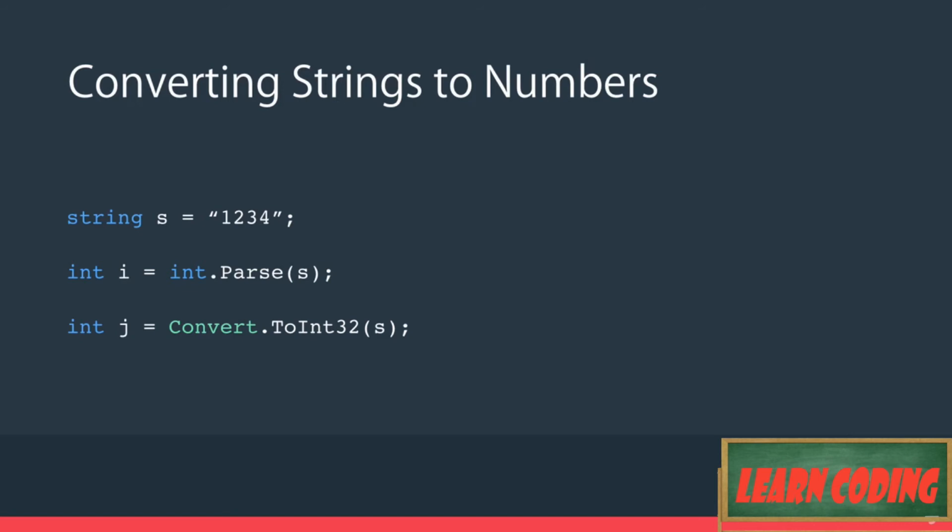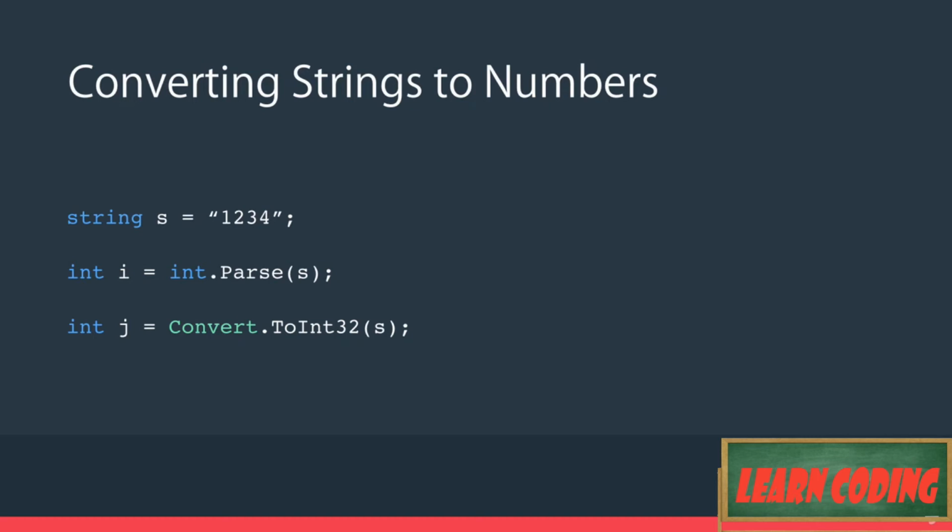There are times that you get a string representation of a number and you need to convert it to a numeric value. For example, in most applications, when the user types in a number into a text box, we always get a string, even if that string is a number. So we need to manually convert that to a number. There are a couple of different ways to achieve this.